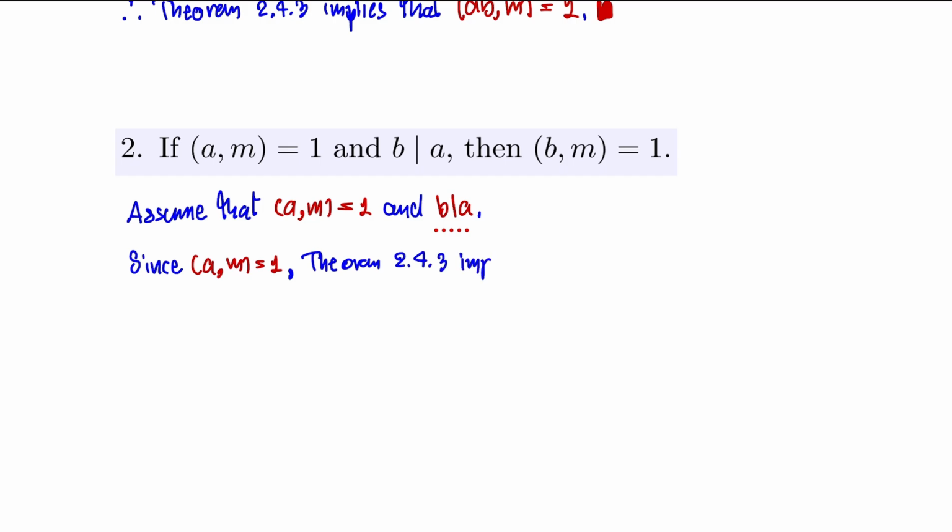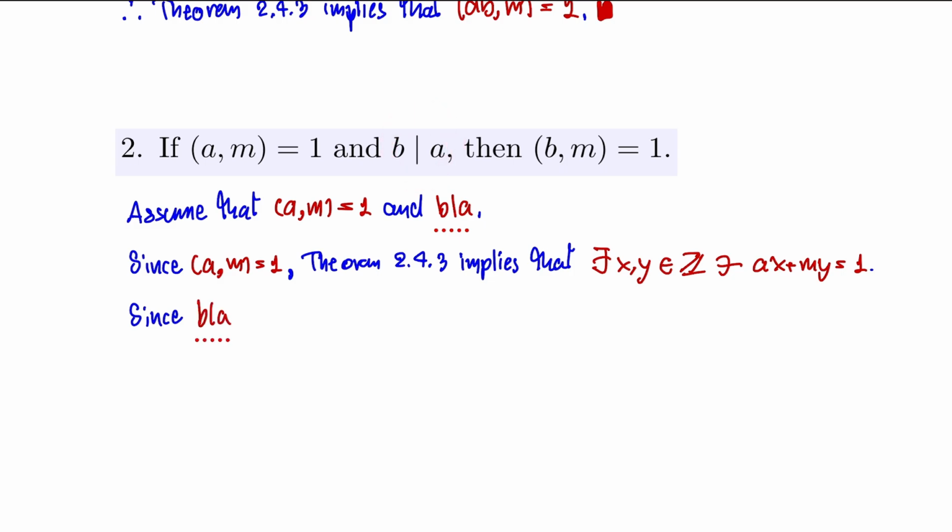What does it imply? It implies that there exist integers, let's say x and y, such that ax plus my equals 1. But we also have b divides a, right? So by divisibility, we have an integer q, the quotient of b dividing a. So we're going to have a equal to b times q.